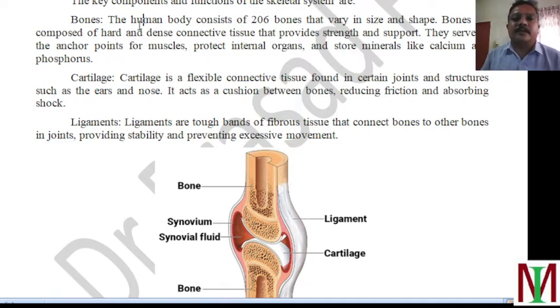Don't think that I need one extra bone. Don't try for that. 206 is the fixed number for a human body. Other than that, if there is an extra one, it will not have a useful function right now.